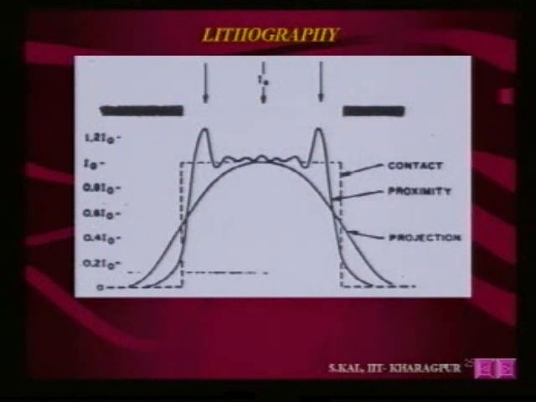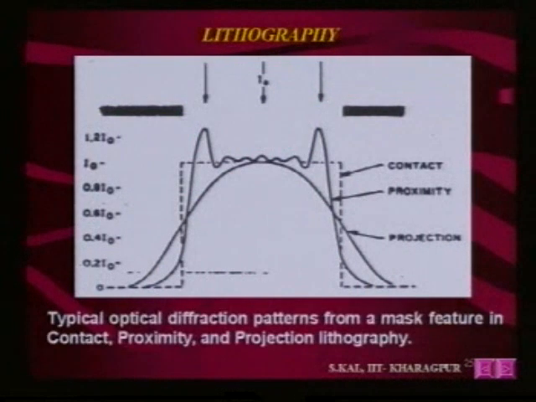Now, this drawing shows the optical diffraction effects for different lithography printing techniques. So here, you can see this is the opaque region, the black region on the mask. And here is a transparent region through which the optical beam passes with an intensity I naught. Here the intensity pattern for contact printing lithography, proximity printing lithography, and projection printing lithography is shown.